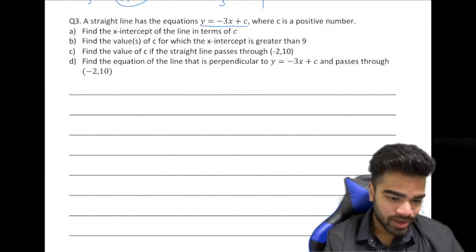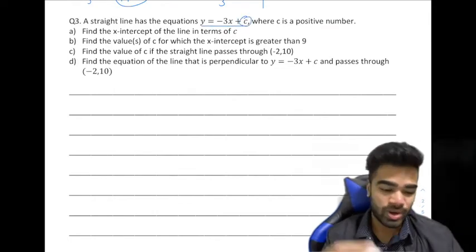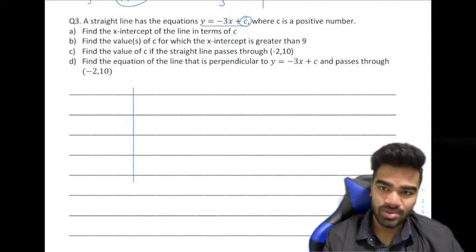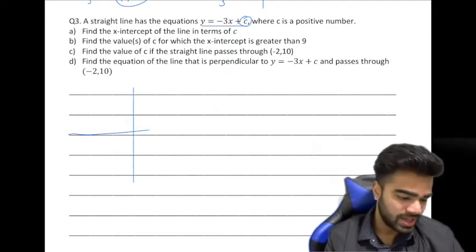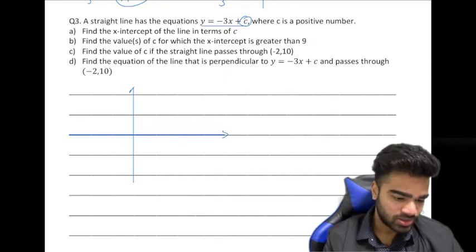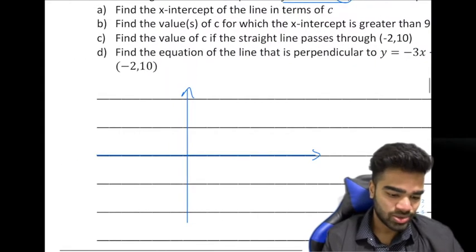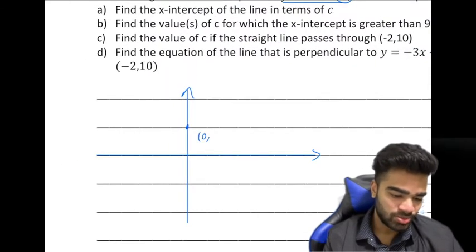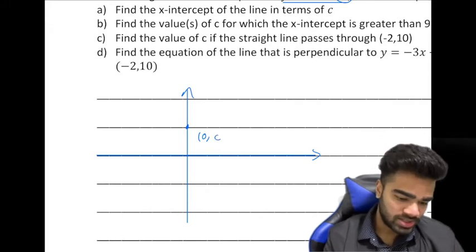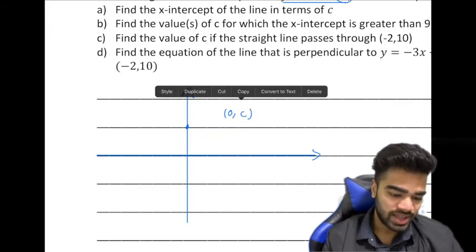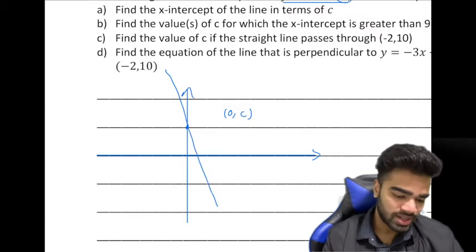So this time, what's the variable? The variable that's changing is c, which is the y-intercept, right? It's y-intercept's changing. But the gradient is the same. What's the gradient of this graph? The gradient of this graph is negative 3. All right, so let's think about this graphically. So let's say our y-intercept is c. So this would be 0 and c. Our gradient this time is negative 3. So it's a steep negative gradient. It looks kind of like this.